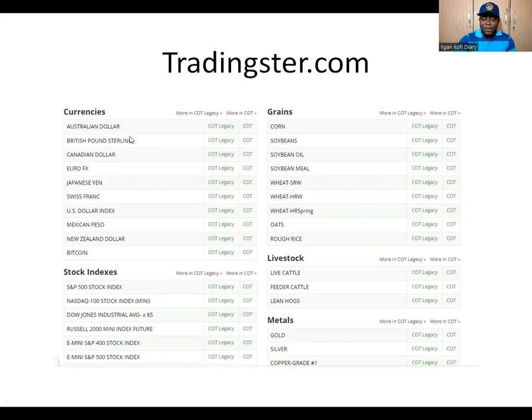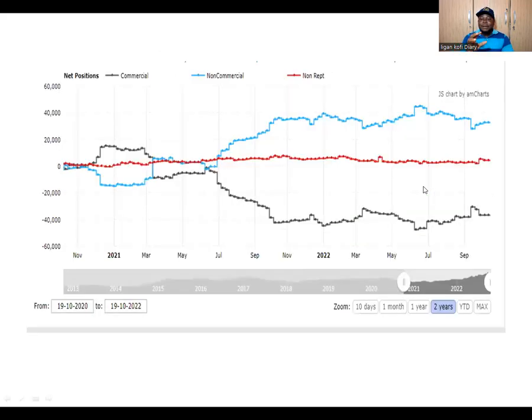Let's go there. If I go to the next slide, apart from the report, this tradingstar.com has also compared the prices. Now, when you go to the report, it has 3 or 4 main things. We'll be talking about it. They have the non-commercial report, they have the commercial report, and then they have the non-report also there. And then open interest, then they have spread. All of this, you see it on the report. So if you go to the report, you see all those things over there.